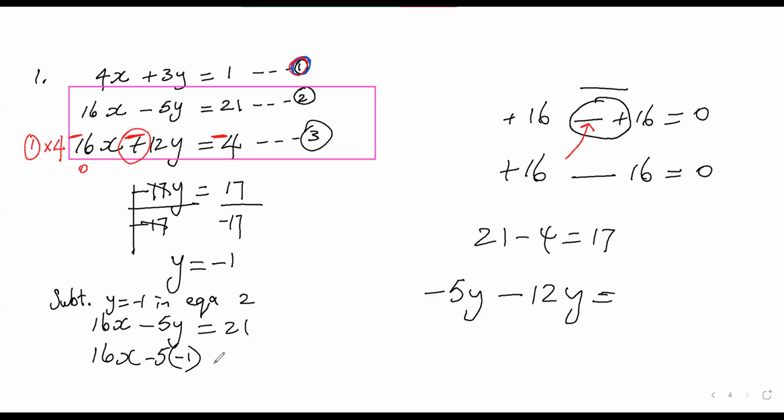Negative 1, negative 1. What is negative 5 multiplied by negative 1? 5. Plus 5. Thank you. All right, so somebody made a little error.